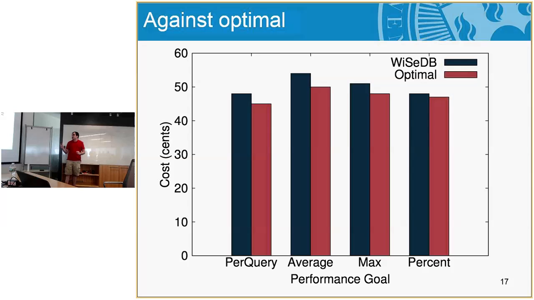So we used 4 types of SLAs to try to demonstrate the flexibility of our system. The first being a per query SLA. This basically says that for each one of your query templates you have an associated deadline. So Q1, 1 minute, Q2, 8 minutes, Q3, 5 minutes.